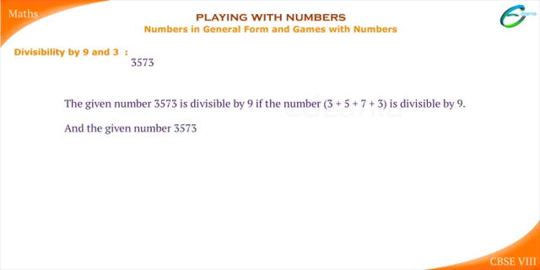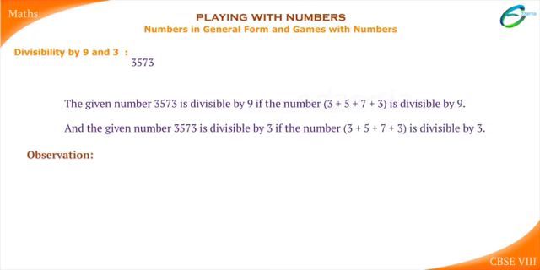And the given number 3573 is divisible by 3 if the number 3 plus 5 plus 7 plus 3 is divisible by 3. If you keenly observe, the number 3 plus 5 plus 7 plus 3 is actually the sum of the digits of the given number. Therefore, we can state that a number is divisible by 9 if the sum of its digits is divisible by 9. And a number is divisible by 3 if the sum of its digits is divisible by 3.